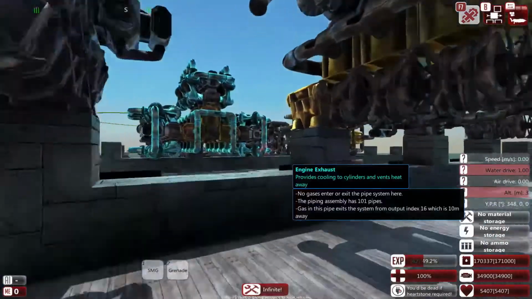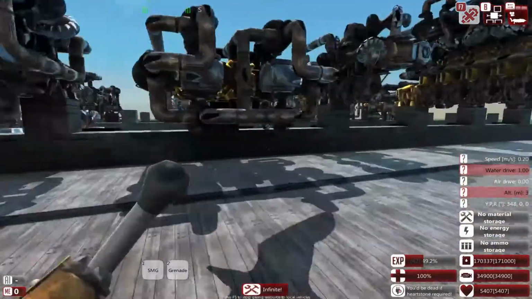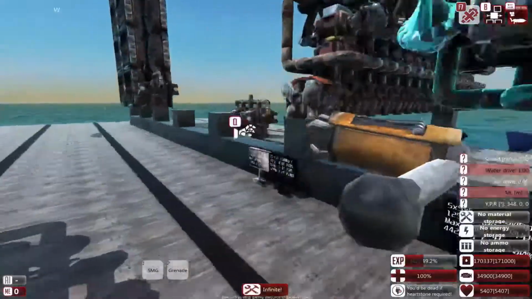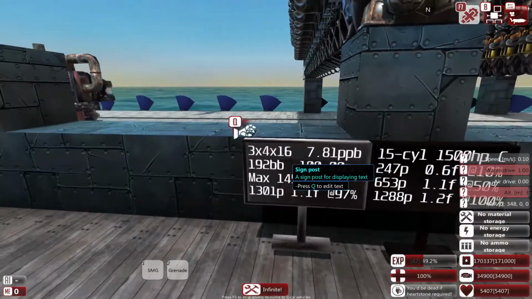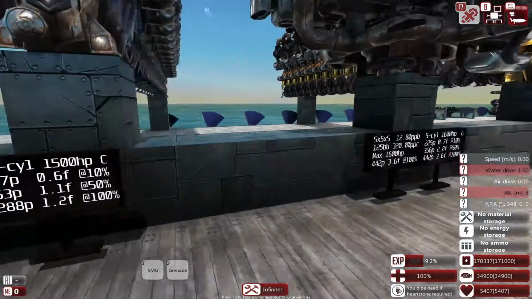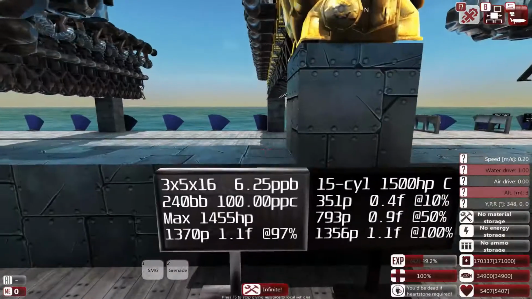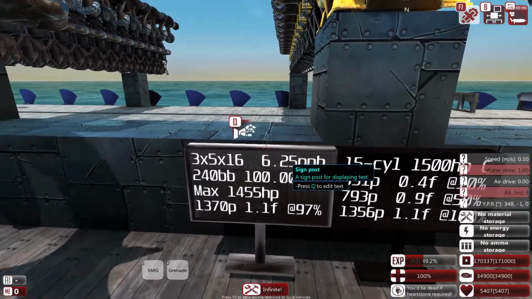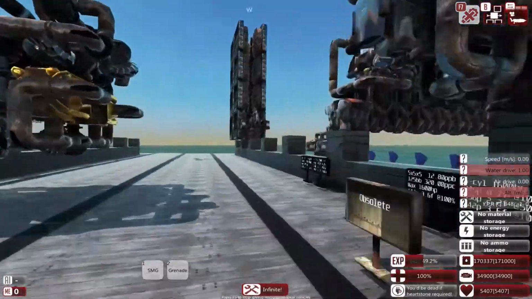So the motor in that example would have a 2.29 density. And I've done that on these, and that is right here, right after the bounding box size. This motor has a density of 7.81. This motor has a density of 12.80. And this motor has a density of 6.25. So that's how we get density.